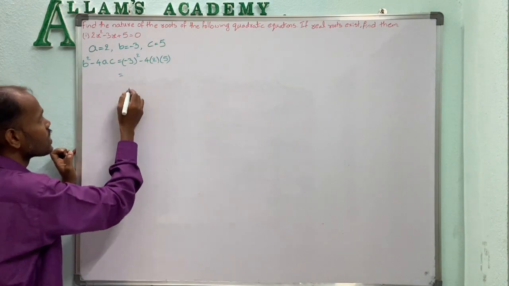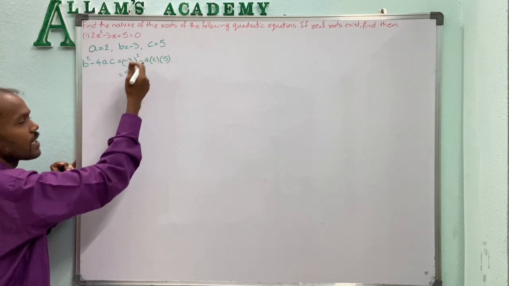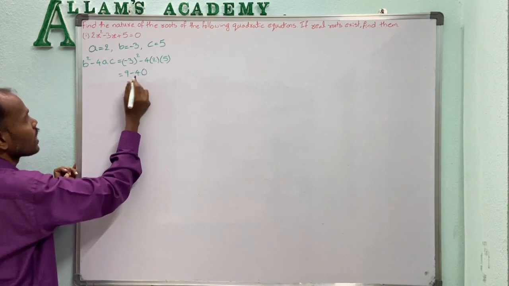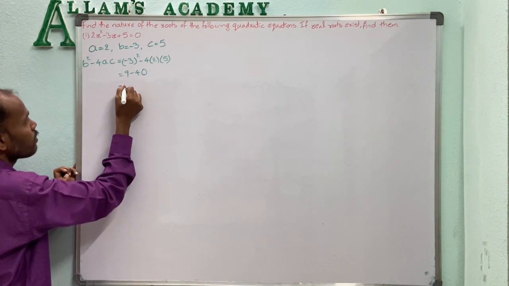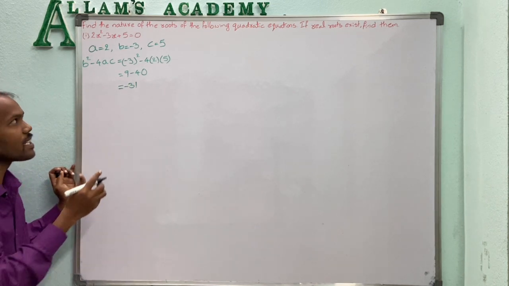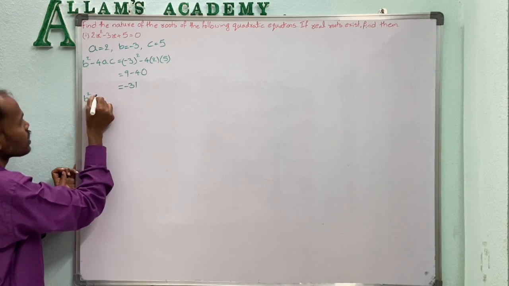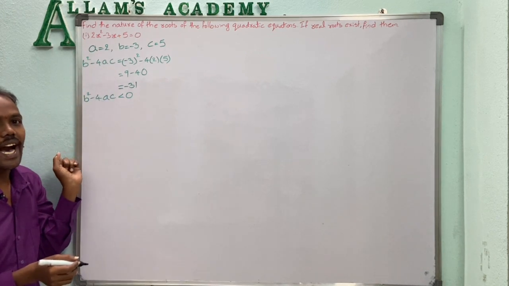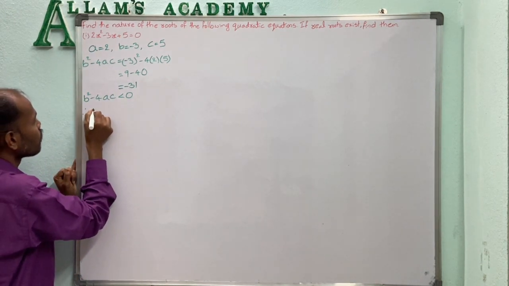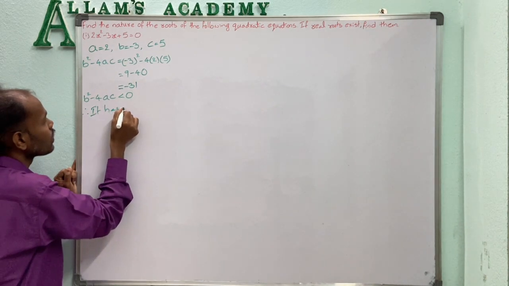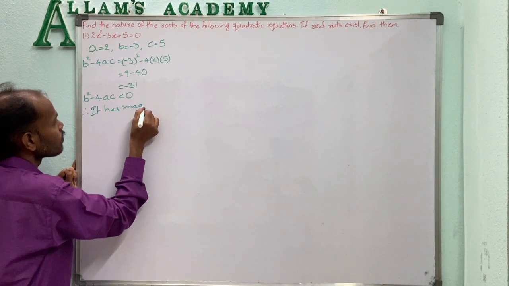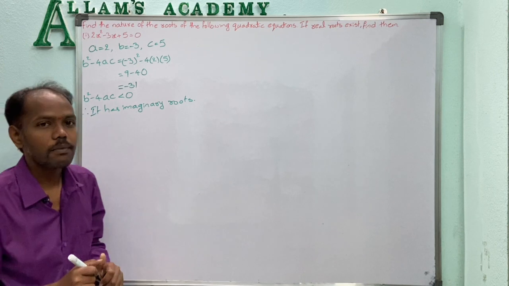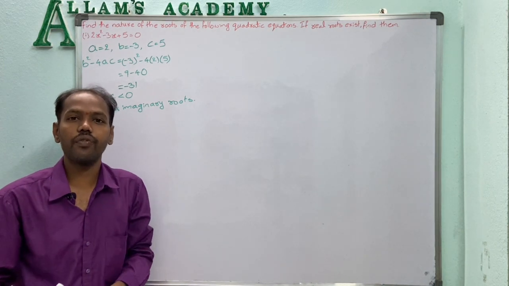3 square is equal to 9, minus 3 whole square means minus times minus is also plus. Next, 4 times 2 is 8, 8 times 5 is 40, that means minus 40. So 9 minus 40 is minus 31. Minus 31 is a negative number, that means b square minus 4ac is less than 0. Less than 0 means the quadratic equation has only imaginary roots, therefore it has imaginary roots. So we have no chance to find those imaginary roots.